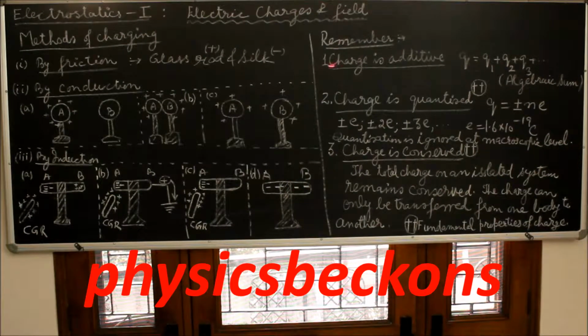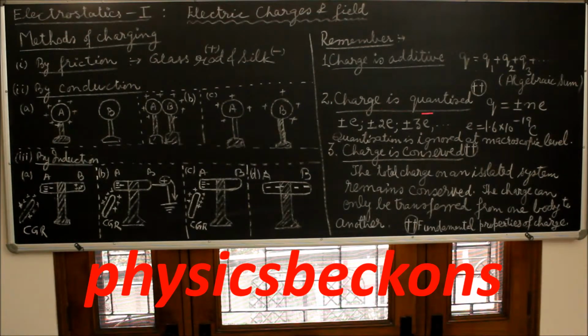Now, remember, these are some properties of electric charge. Charge is additive in nature. That is, if you give charges in steps to a body, like charge Q1, then Q2, Q3, and so on, the total charge acquired by the body will be the algebraic sum of the charges. That is, the signs positive or negative are to be taken into consideration.